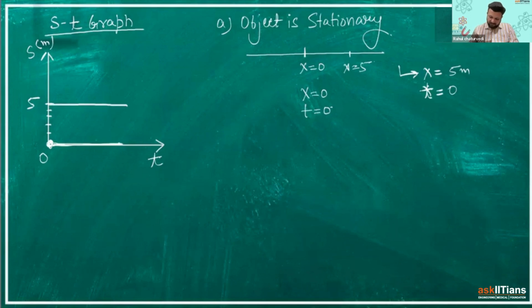In this particular case, you can observe that the slope of this graph is actually 0. Slope is 0 means its velocity is 0. Since the object is stationary, in that case, its velocity will be 0.